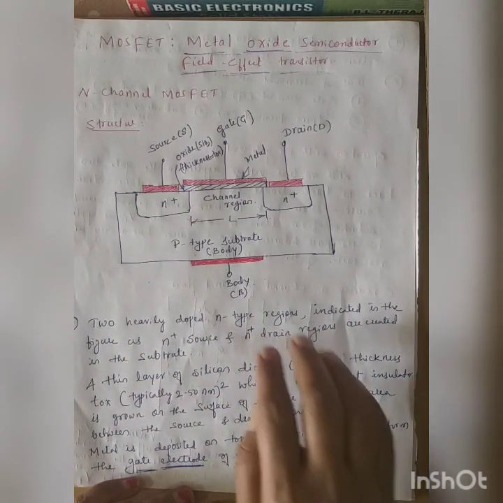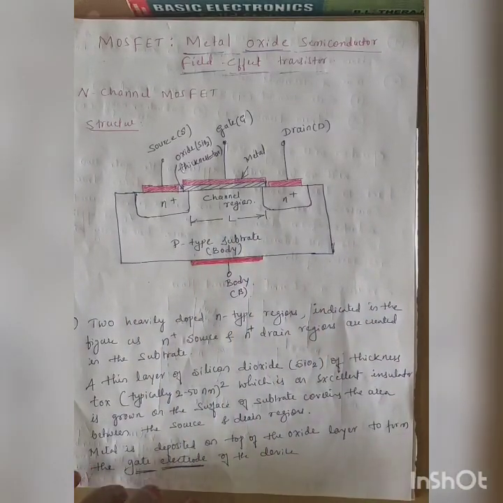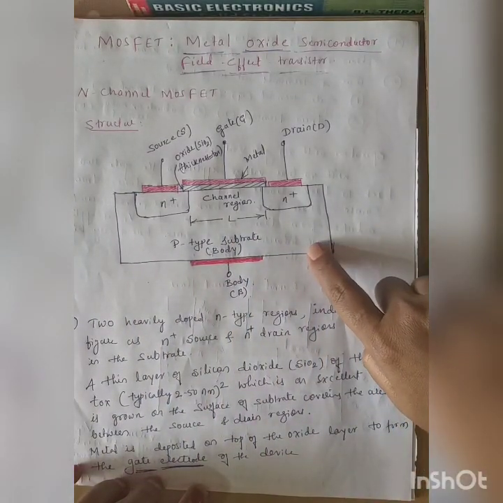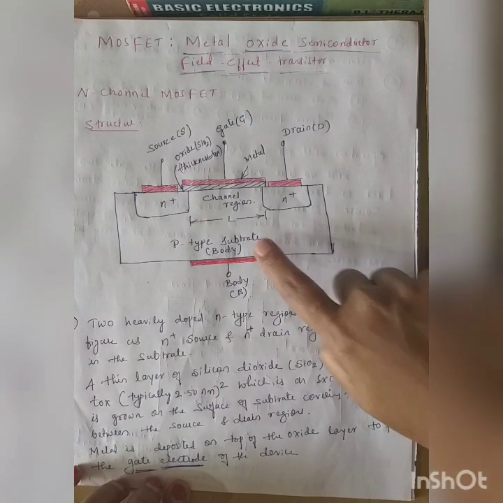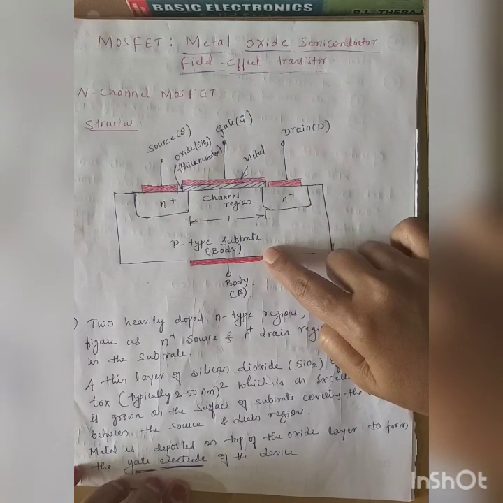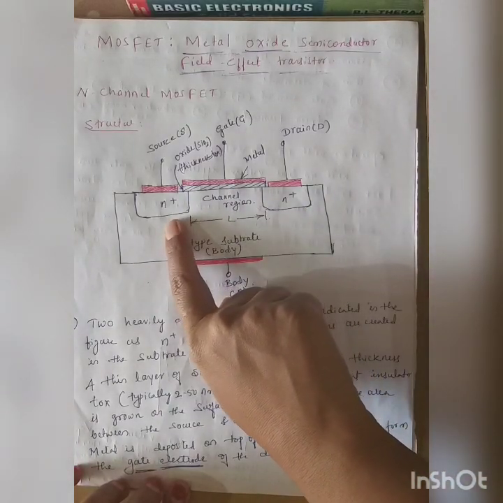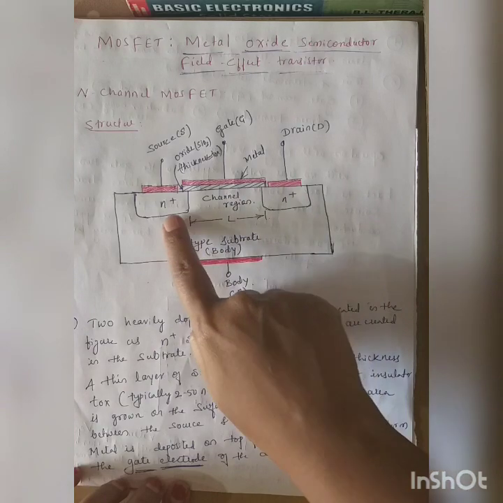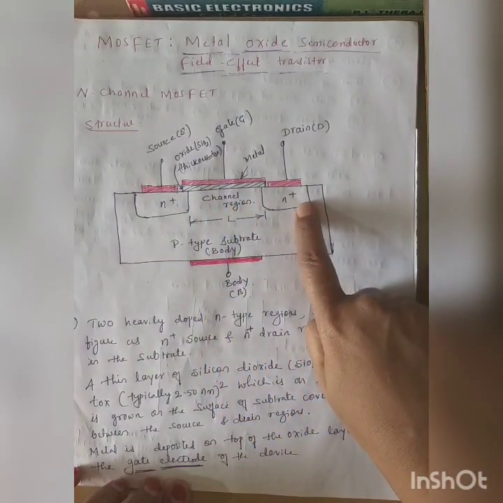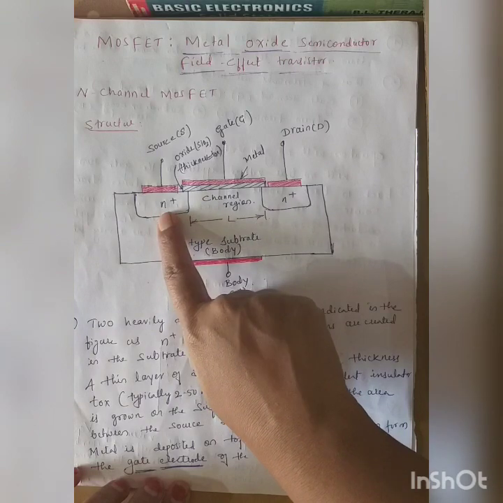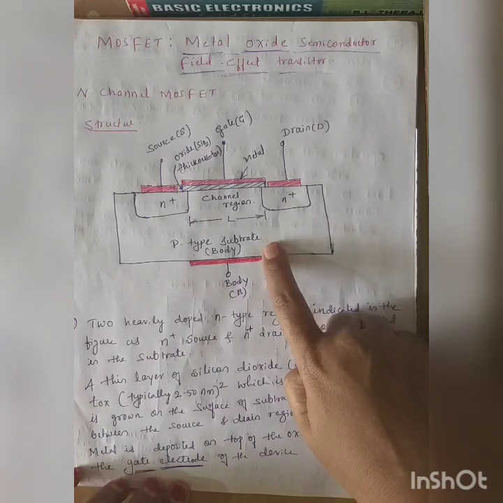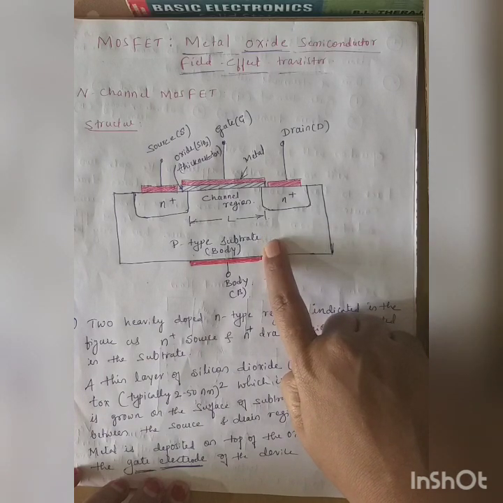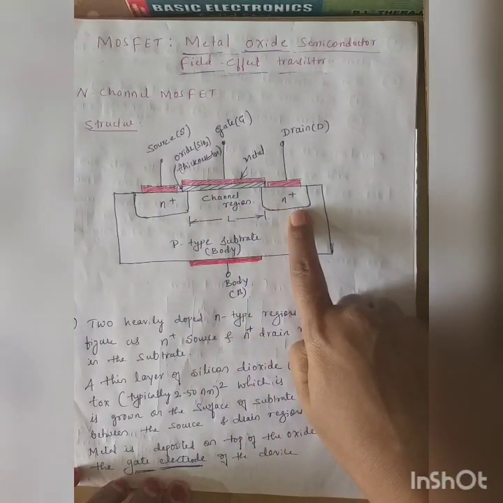To start with the structure, just look at this diagram. We have a P type substrate. You have already studied PN junctions. So this is a P type substrate, and inside that we have two N type materials. We are denoting them with N plus and N plus. That plus indicates the N materials are heavily doped, whereas the P type material is lightly doped. That is, compared to the P type, the N type materials are highly doped.